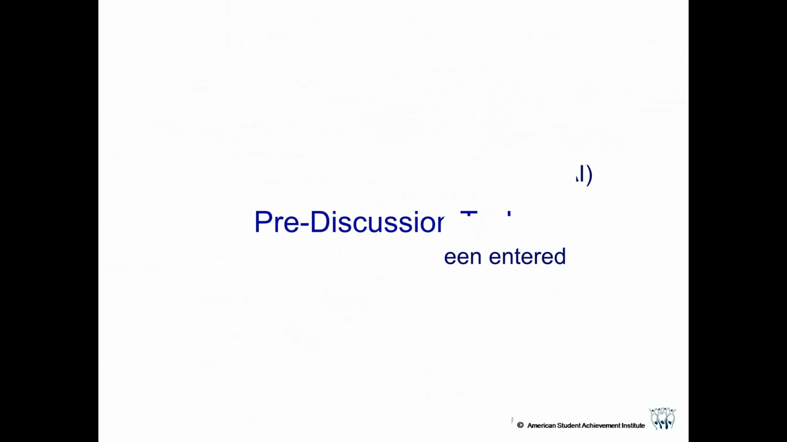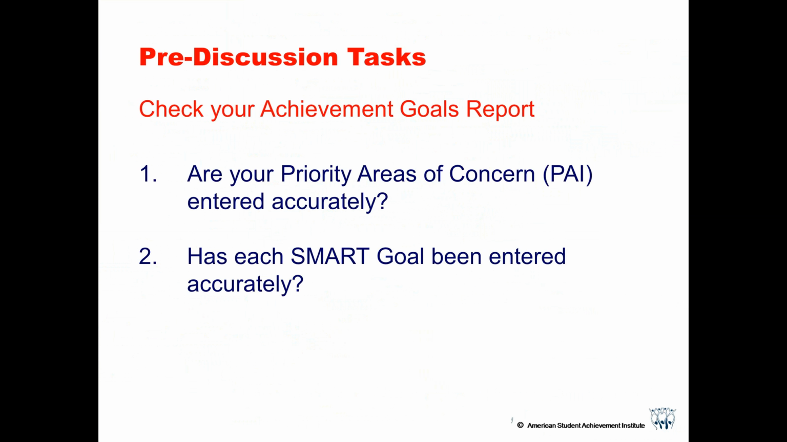Okay, so in terms of pre-discussion tasks, one thing we want to make sure that you've done prior to opening up the discussion is to check your achievement goals report. Make sure that each of your priority areas of concern or your PAIs is entered accurately the way you want it to be expressed, and that each SMART goal has also been entered accurately.